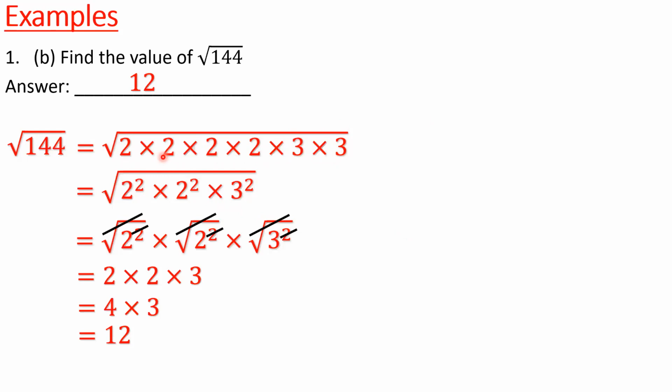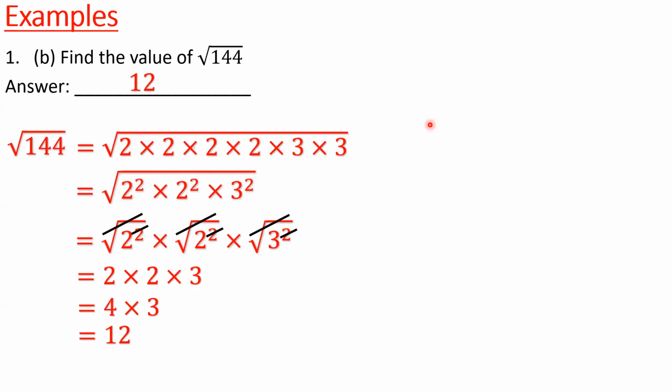Very good. And then we grouped the common ones into pairs. So 2 times 2 is going to be what? 2 squared. And then 2 times 2 is 2 squared. And 3 times 3 is 3 squared. Good. What do we know when we have a square root and a square? They cancel out each other.